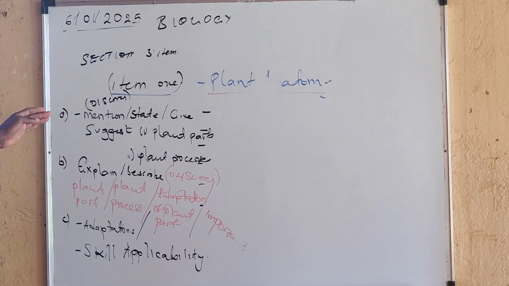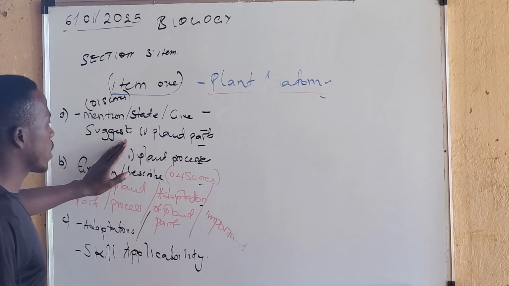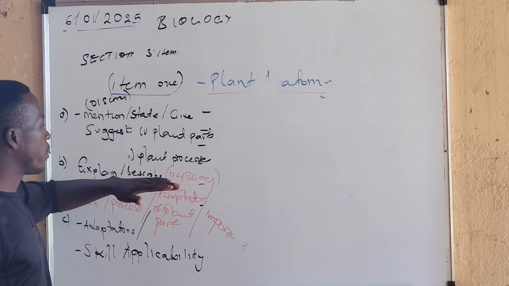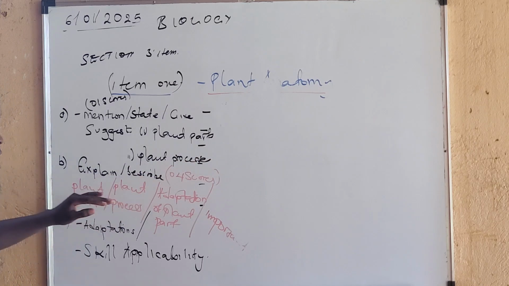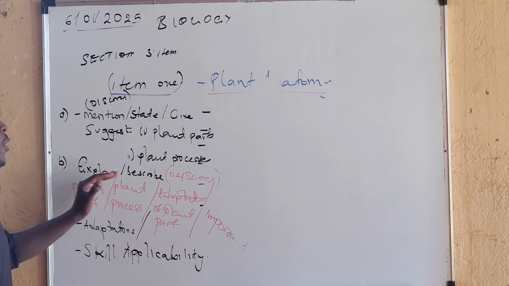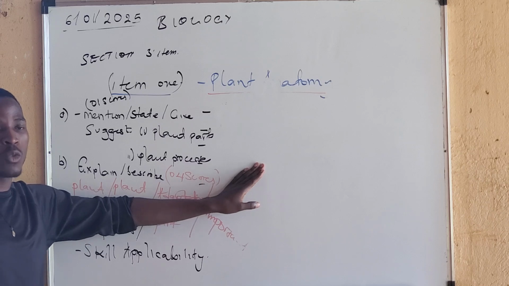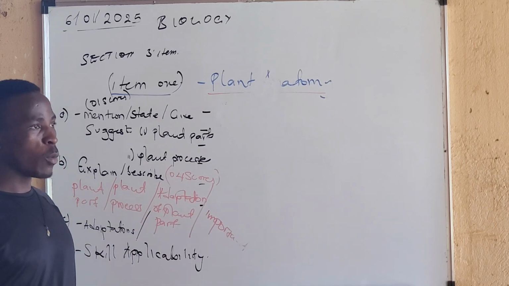In part A, they ask you to mention, state, give, or suggest. One, they ask you the plant parts being damaged. Two, they ask you the plant processes being affected. And then they ask you in part B to explain how the plant processes were affected by the hailstorm.